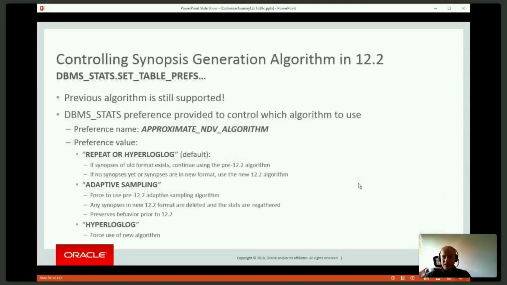So we have a new algorithm in 12.2, and that's set using a preference called the Approximate NDV algorithm. It doesn't really matter what the details of the algorithm are, but if you're interested, you can always look it up, HyperLogLog. So the idea behind it is a small hash table. In other words, the synopses associated with each partition are much smaller.